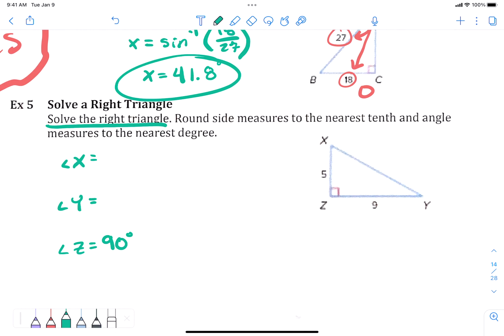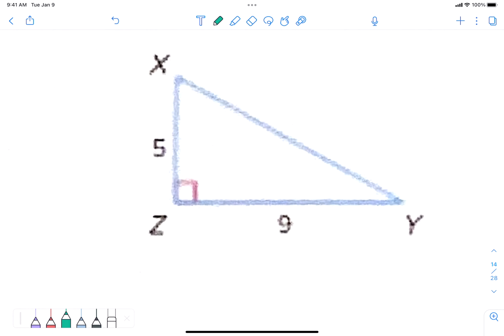Okay, now we have to have names for the other ones. Do you know what we call them? Like side XZ, rather than calling it side XZ, do you know what we call it? So when we're naming angles, we name them with capital letters. When we're naming sides, we name them with lowercase letters. Okay, so we have side little x, side little y, and side little z. I'll show you which one's which. Over here in our triangle, this 5 that's on the left side, do you think that's little x, little y, or little z? Which one? The 5.